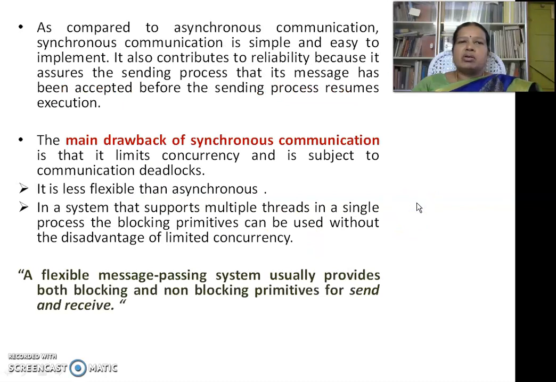The main drawback of synchronous communication is that it limits concurrency. That is, we cannot work concurrently, and it is less flexible. In a system that supports multiple threads in a single process, the blocking primitives can be used. So a flexible message passing system usually provides both blocking and non-blocking primitives.